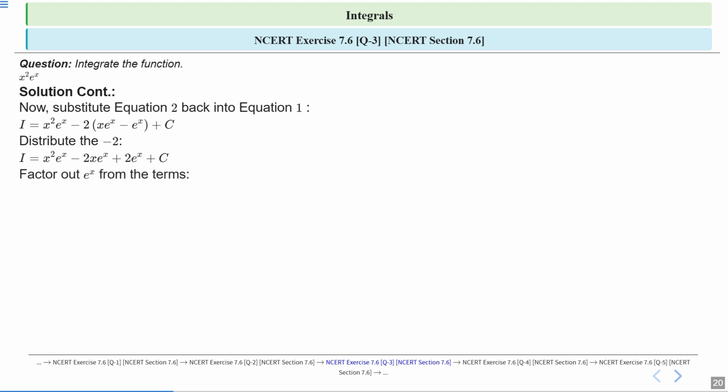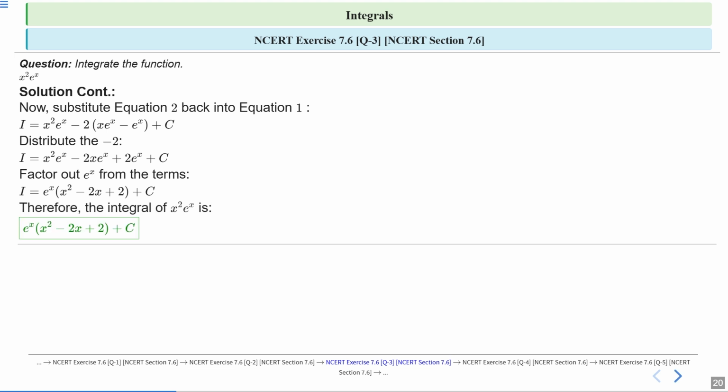That is, factor out e^x from the terms, we get I equal to e^x into (x² minus 2x plus 2) plus constant of integration. So in this question, we have to apply the by parts method 2 times. So it might be possible that to integrate a multiplication of two functions, we have to apply integral by parts multiple times.